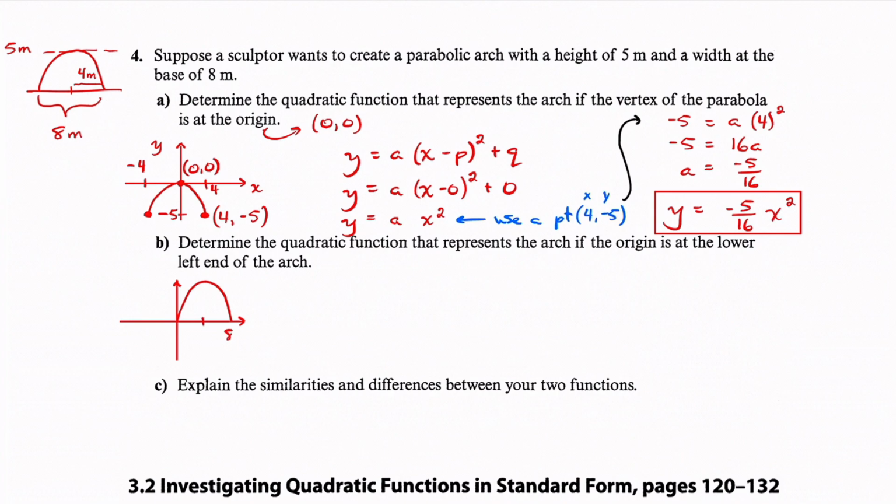I knew that halfway was 4, and then it went to a height of 5. So I know my vertex is at 4 and 5. And I know some points. I know the point 0 and 0, and I also know this point here, which was at 8 and 0. So again, we start with vertex form because the information we're given is in vertex form. Then we're going to fill in the p and the q. So that was the vertex, that was 4 and 5.